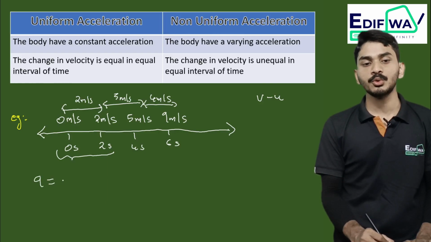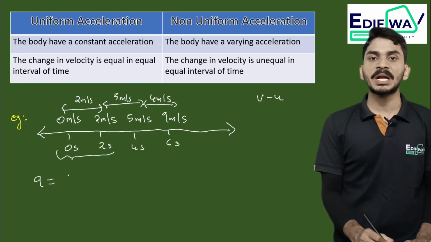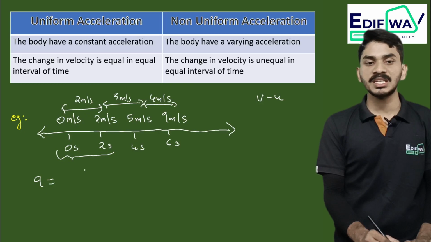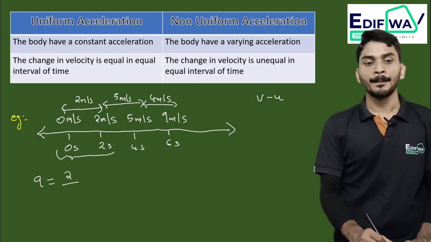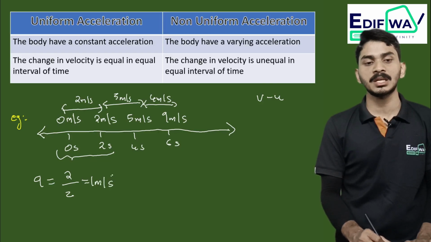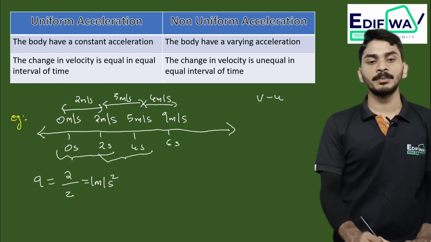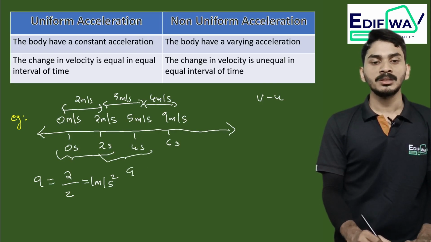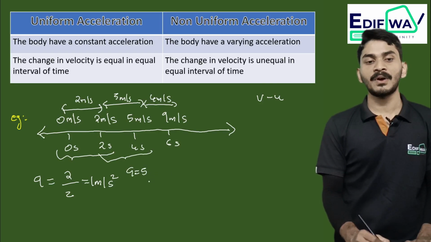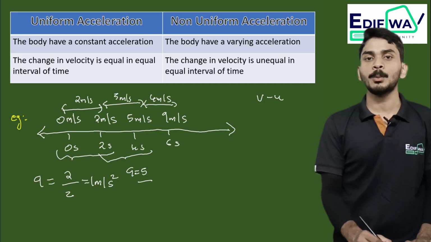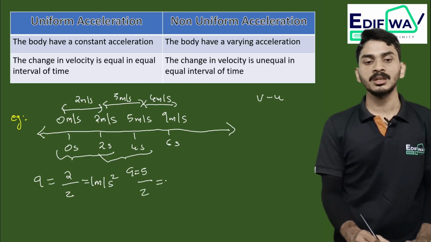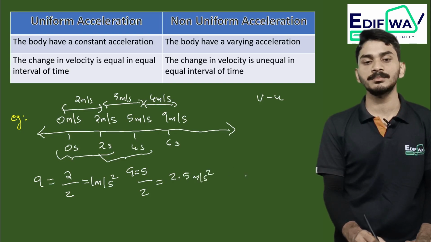The acceleration could be change in velocity divided by time. The change in velocity is 2 meter per second, and the time is 2 seconds. So the acceleration value is 1 meter per second square. Clear? Now from 2 seconds to 4 seconds, the change in velocity is 5 meter per second. What about the time interval? It is 2 seconds. So 5 by 2, you are going to get 2.5 meter per second square.